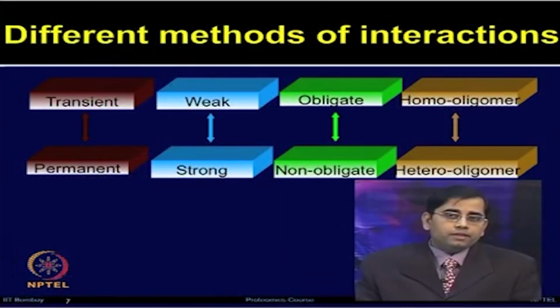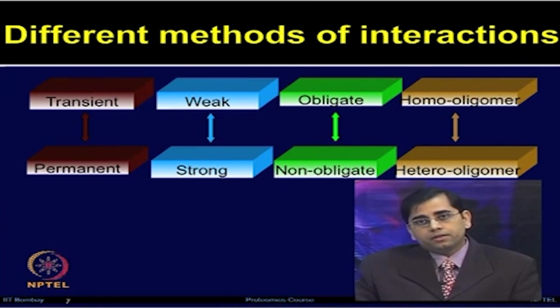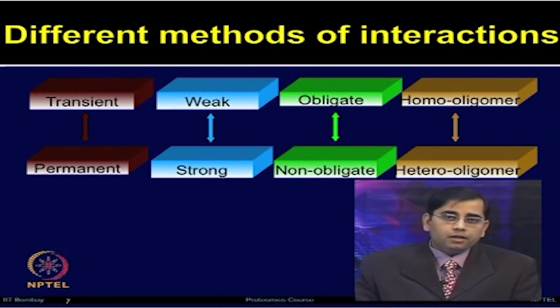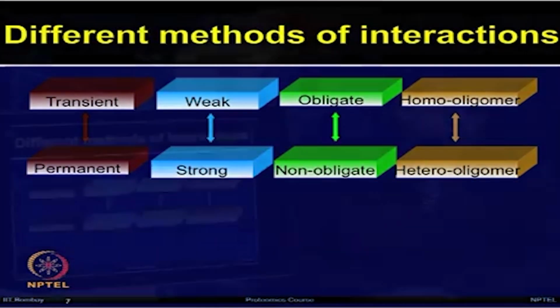There are different methods of studying interactions, because interactions occur in various ways. There are a few interactions which are very transient, that will be for a very short duration, whereas other interactions could be permanent, which may alter the activity. A few interactions are very weak, whereas other interactions could be very strong. Interactions could also be obligate as well as non-obligate. They can form homo-oligomers, as well as different types of oligomeric units can combine and form hetero-oligomers.